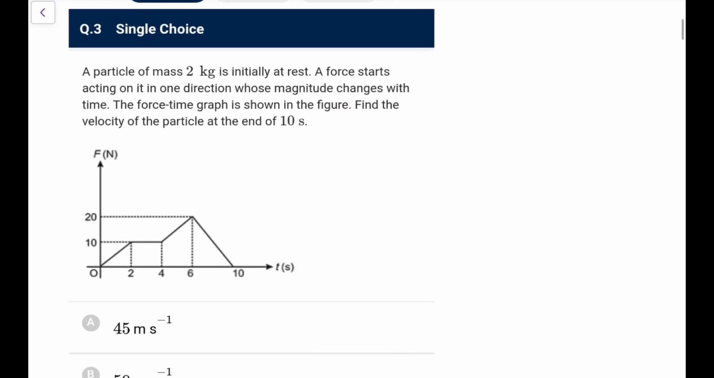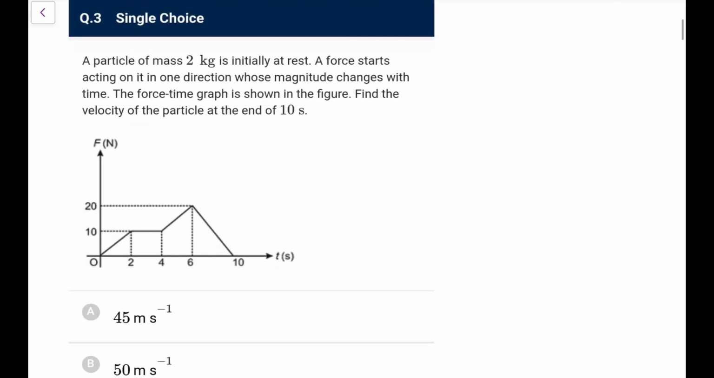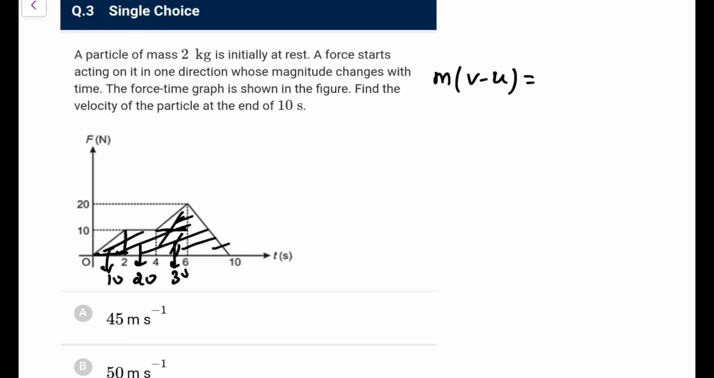A particle of 2 kg was initially at rest. A force starts acting on it in one direction whose magnitude changes with time. The F-t graph is shown. Find the velocity at the end of 10 seconds. It started from rest, so the area gives you the change in momentum. Delta p will give you mv minus mu, and that area, if you calculate, is 10 into 20 by 2, that is 100, then 10 into 20 is 200, then 20 into 40 by 2 is 400... overall 40, 70, 90, 100, so that is 100. So v comes out as 100 by 2 because initially it was at rest, that is 50 meter per second. Go for option B in this case.